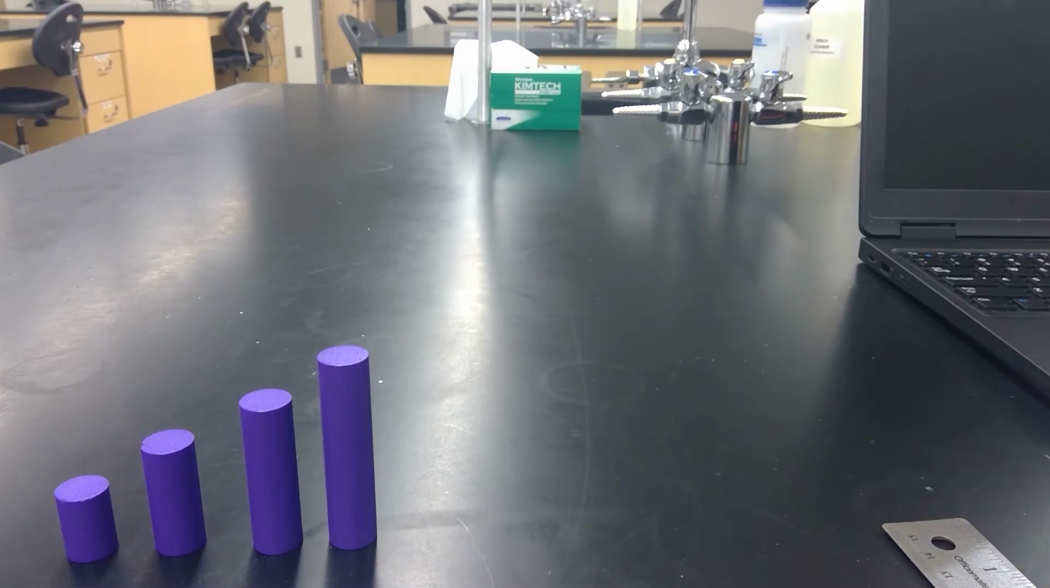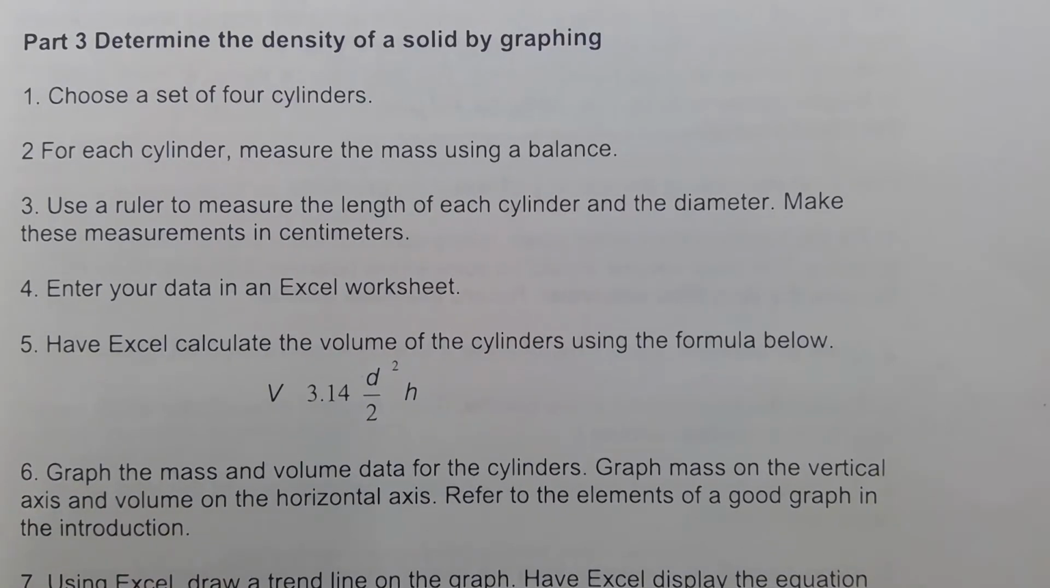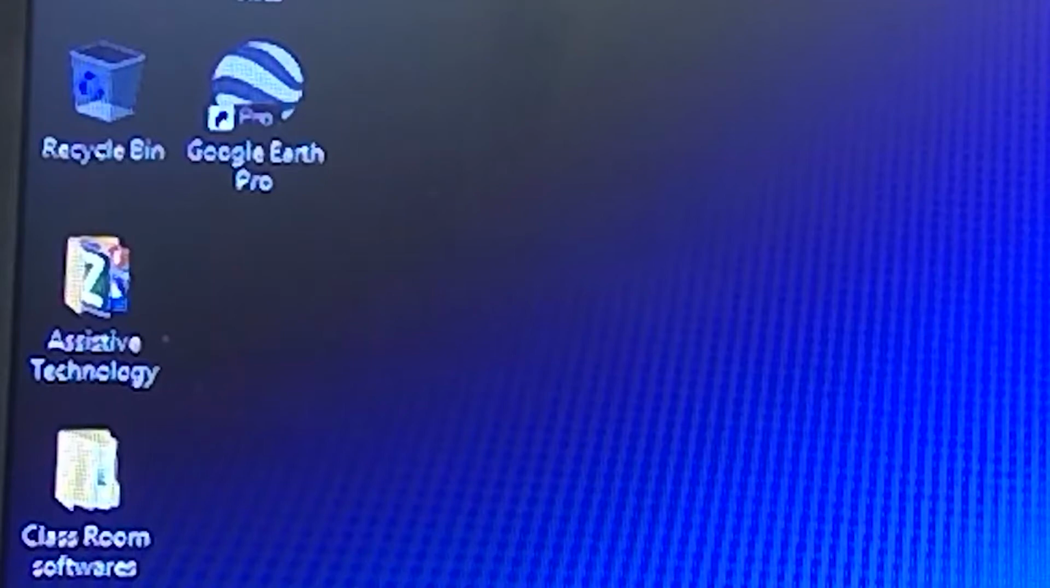All right, so now you'll enter your data into an Excel worksheet and then have Excel calculate the volume of the cylinders using the formula below. So volume equals 3.14 times diameter divided by 2, squared, times the height.